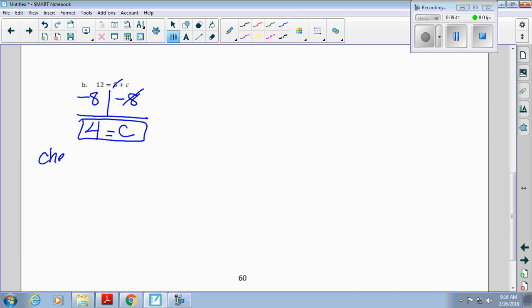Let's check it out. First step of our check is to rewrite our initial equation, which was 12 equals 8 plus c. We said c was what? 4. All right, so 8 plus 4 is 12. Yep, so it does check out to what it was supposed to be. So we must have done something correctly, unlike my spelling.